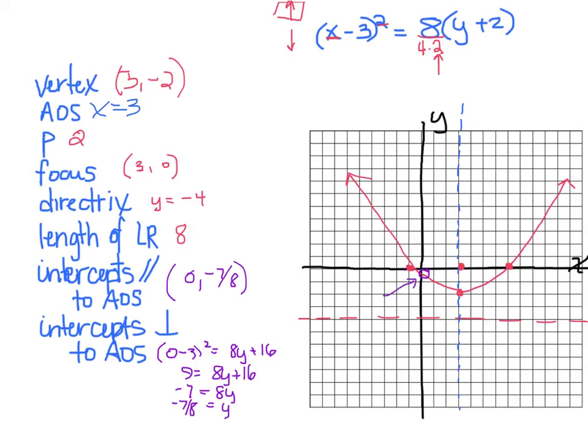And then my intercepts perpendicular to the axis of symmetry are going to be my x-intercepts, which are easy. That is (-1, 0) and (7, 0).